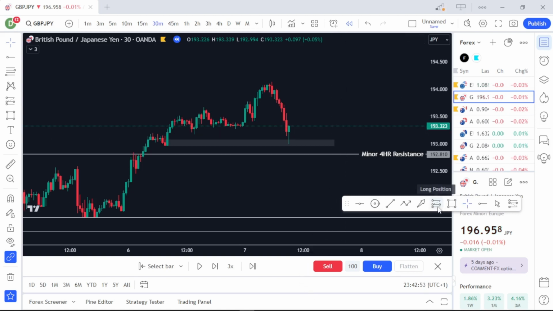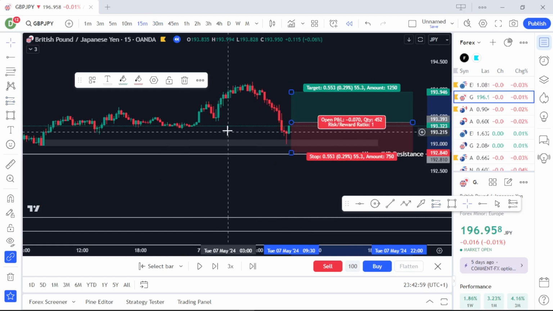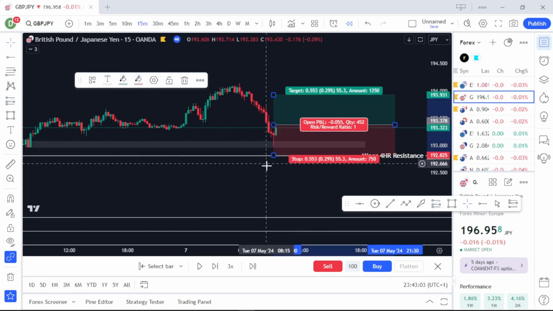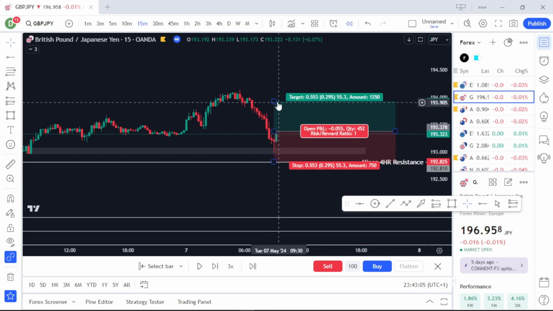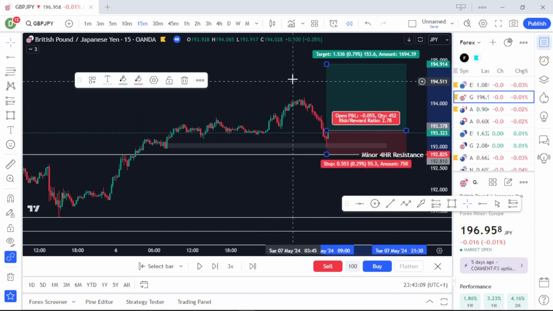So for this, I will have my entry position around here. So let me go over to the 15 minutes. Okay, you can see on the 15 minutes, this is pretty much cool. So I have my entry around here. My stop loss is sitting right here, and then my take profit at the very top.